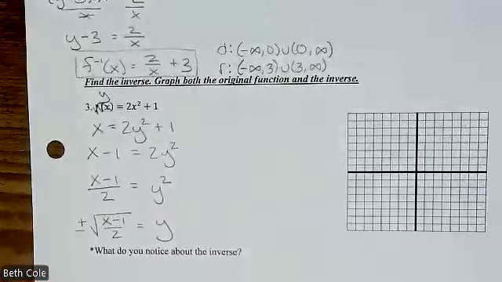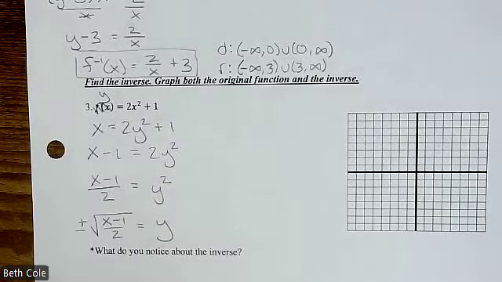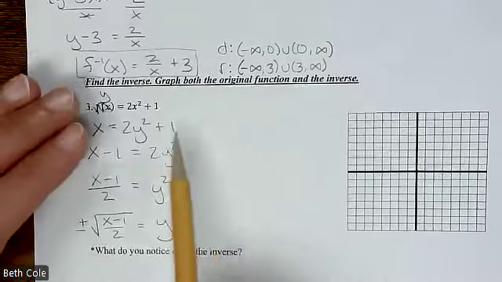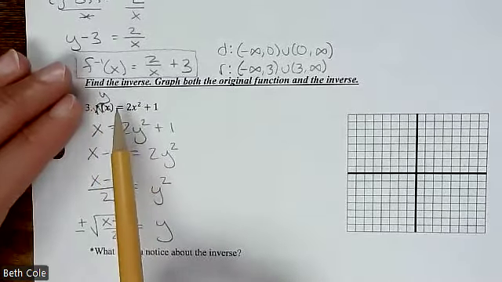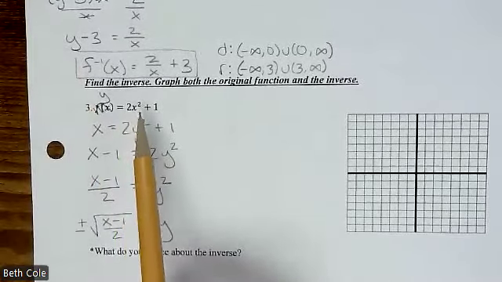Now, I actually am going to write y instead of the inverse notation, and I'll explain why in just a minute. Okay, so let's go and graph our original function. What is it going to look like? Because it will not be a line. Yeah, parabola, because it's a squared.